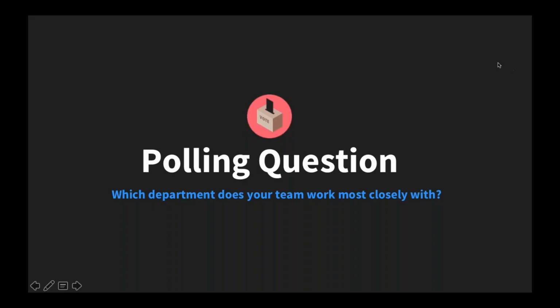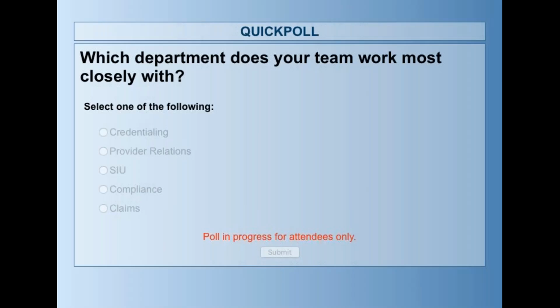Which department does your team most closely work with? This is intentionally a little ambiguous, just to get a flavor for who's on the call today. We know that largely this is a compliance and SIU audience, but which teams are you actually working with most? If you're in compliance, do you work with SIU? Or if you're in SIU, do you work with claims more often? This will give us an interesting flavor: are people in SIU more likely to work with compliance, or with their claims team, or with credentialing on the front end? Just an interesting flavor of how this plays out.